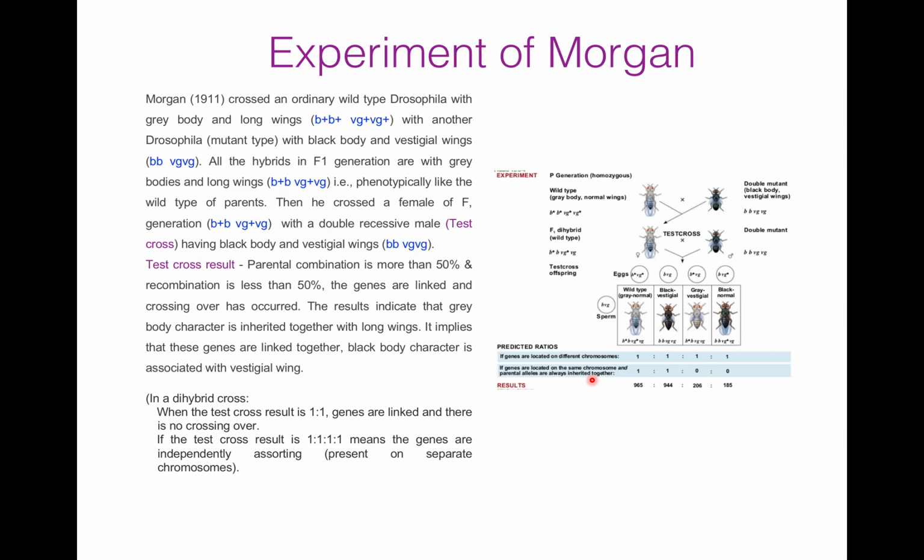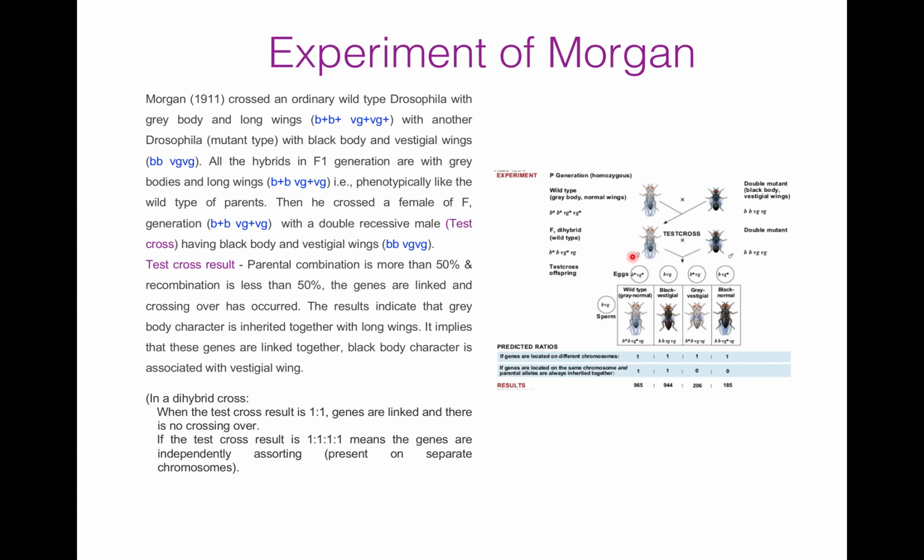Now, the experiment of Morgan on Drosophila. He crossed a wild type Drosophila with grey body and normal wings, that is long wings, with another Drosophila with black body and vestigial wings. In the F1 generation, he got grey bodies with long wings. That is, they are phenotypically like the wild type parent. See this. Then he crossed a female of the F1 generation with a double recessive male, that is a test cross. The male has a black body and vestigial wings.